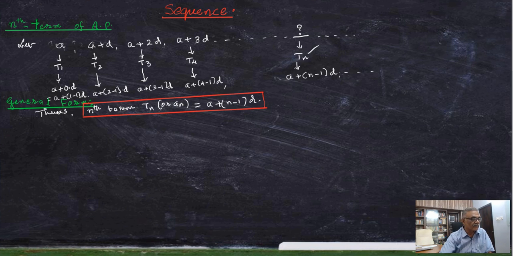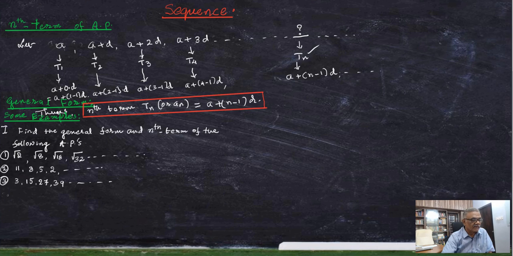Here we are going to consider some examples. I am going to consider some examples of APs, which are to be written in general form. The examples I am considering here are: find the general form of the nth term of the following APs.